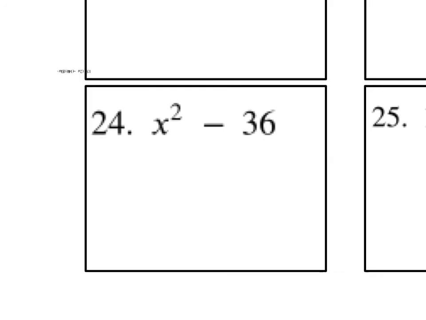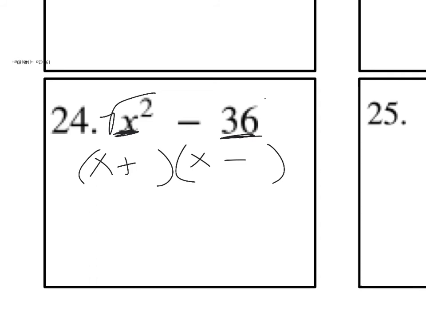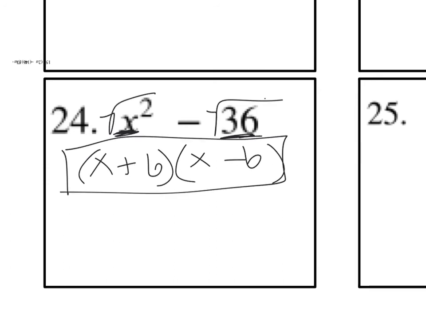Okay, this is difference of squares. Anytime I see something squared and it's only two terms, it's a binomial. If this is a perfect square, and that's a perfect square, then I know it's a difference of squares. So one's going to be plus, one's going to be minus. Square root of this is x. Square root of this is 6. So that's your factored answer.